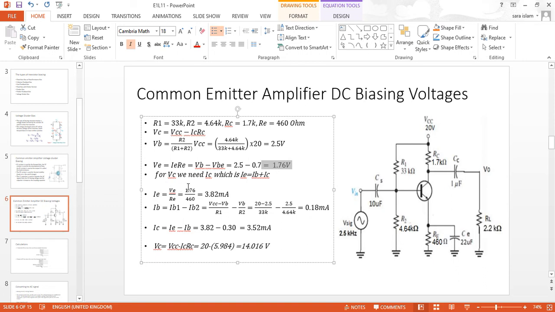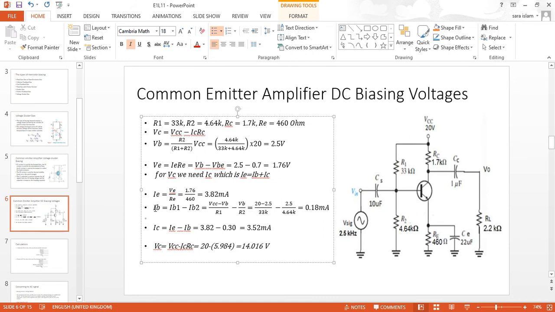The third one is VC, for which we need IC, right? So we have to calculate IE and IB for that. IE is equal to VE divided by RE, and VE is 1.76 divided by RE, which is 460, so it's a value of 3.82. You can check by yourself as well. And IB is equal to IB1, which means the current through this part, minus IB2, the current through this part. When you subtract them, it is equivalent to the current going to your base, right?